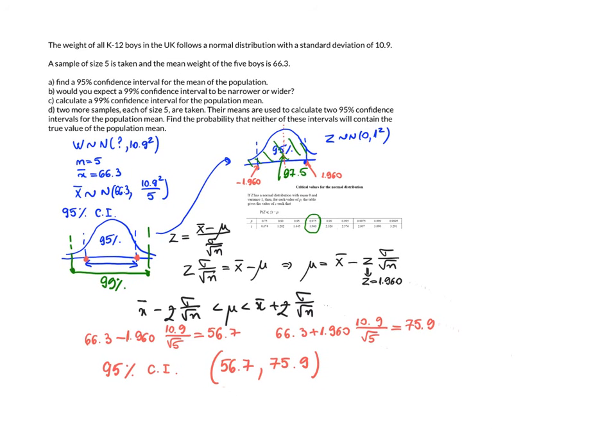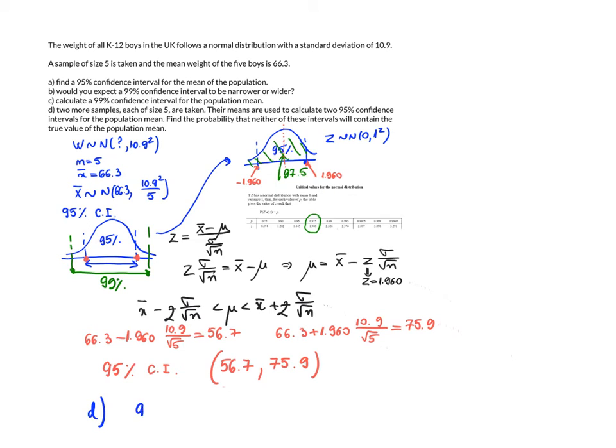Question D. 2 more samples, each of size 5, are taken. Their means are used to calculate two 95% confidence intervals for the population mean. Find the probability that neither of these intervals will contain the true value of the population mean.